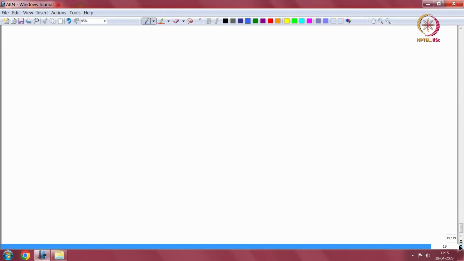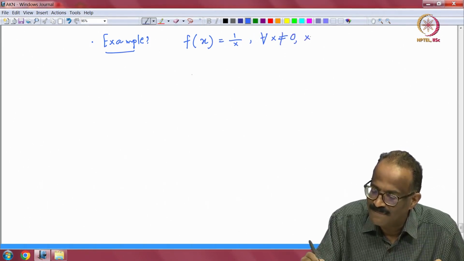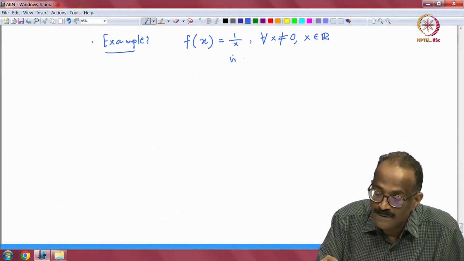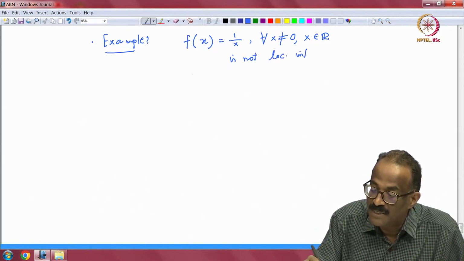Okay. So, let us go to another remark, another example, a very interesting example. You will see the importance a little later. Very nice one. Consider the function f of x equal to 1 over x. This is defined for all x not equal to 0, x is in R. But this is not locally integrable. That is a problem.